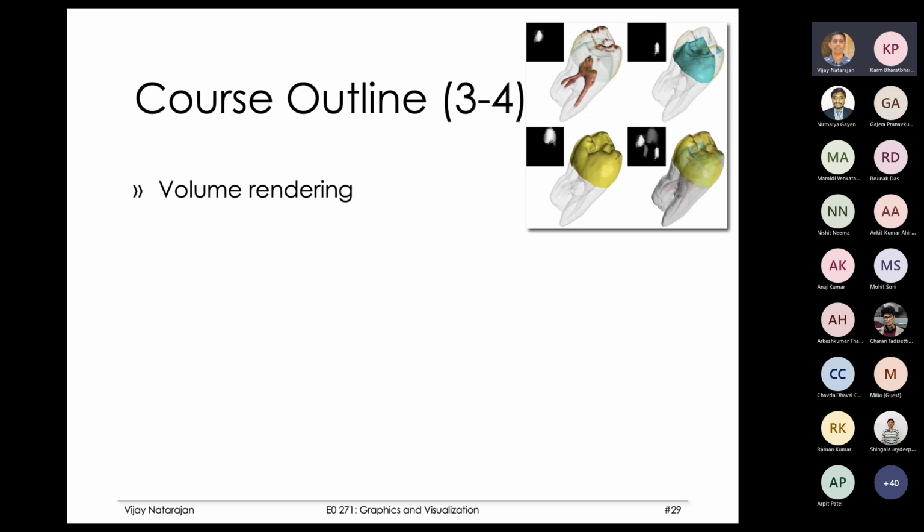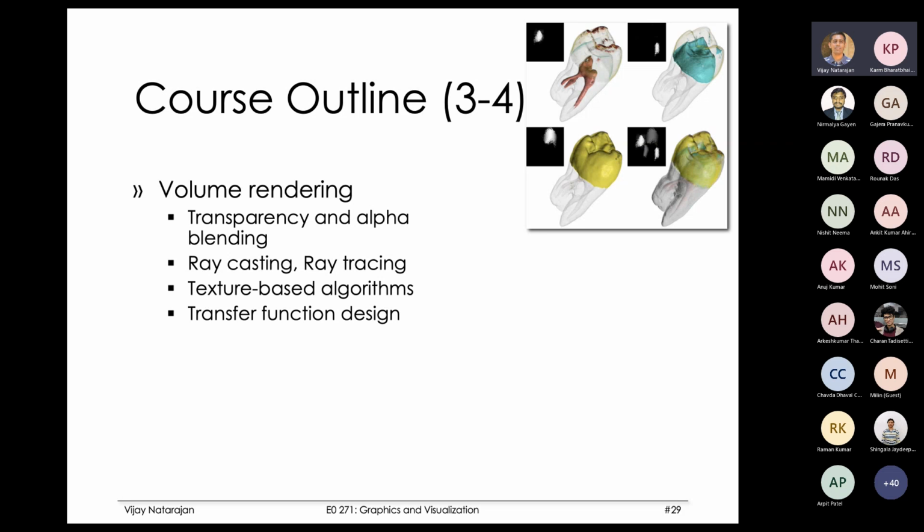Then we will move on to representing a volume by directly rendering it into an image, such as what you see on the top right here in the visualization of a scan of a single tooth. You can see that the entire volume of the tooth is represented here using transparency. This technique that uses transparency and blending is called volume rendering, and is used both in graphics and visualization. So we will study the basics of ray casting, ray tracing, and then apply it to volume rendering. We will study other algorithms as well for volume rendering.